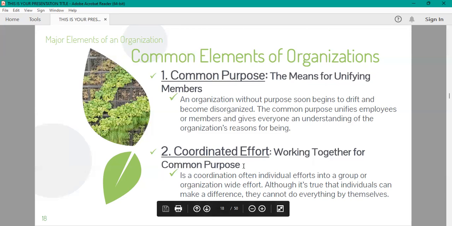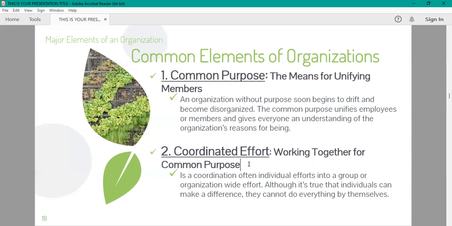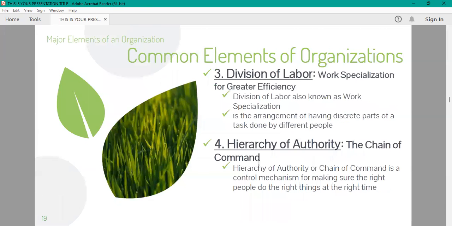We are not perfect. Probably some are good at art. You are good at singing, right? At least when you combine your talents, you can create a good performance. So coordinated effort. Next would be division of labor.